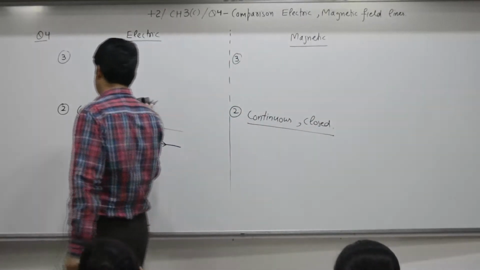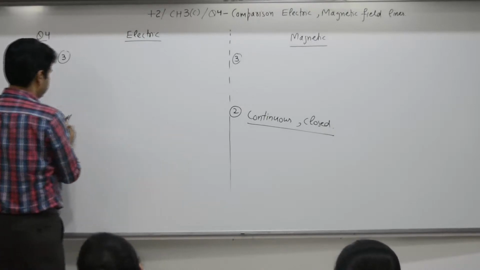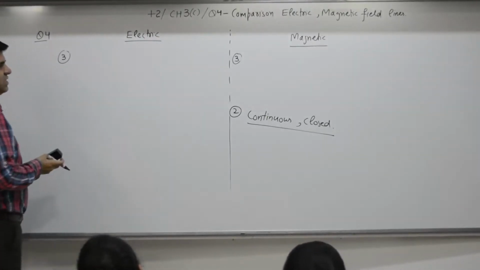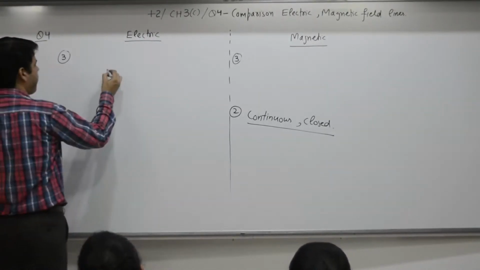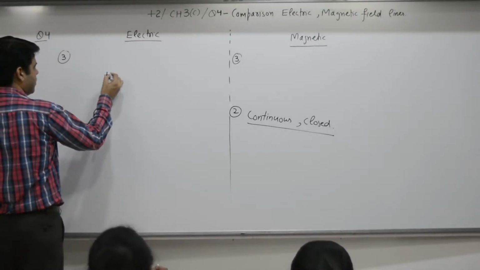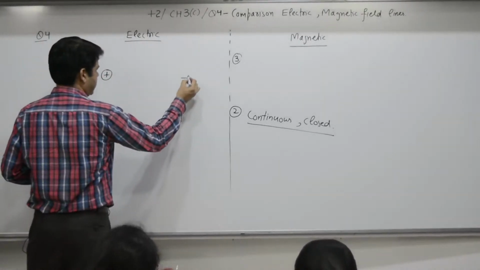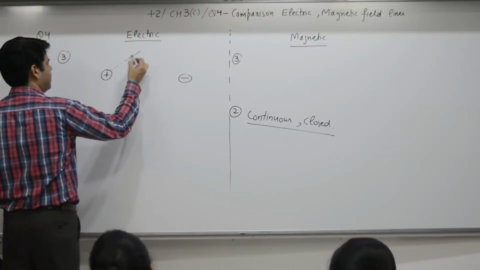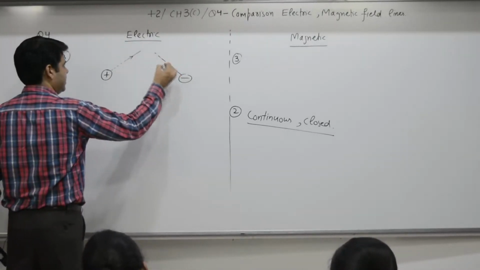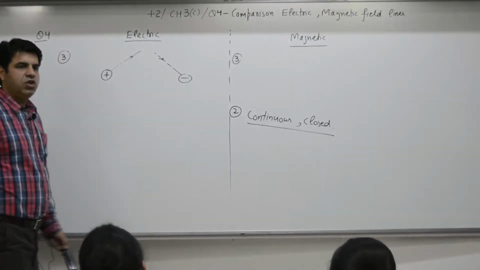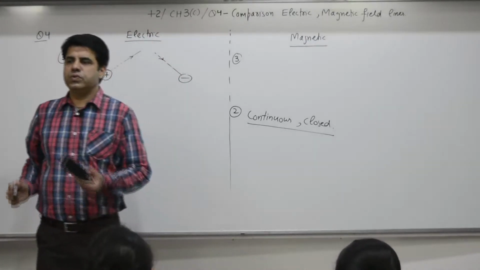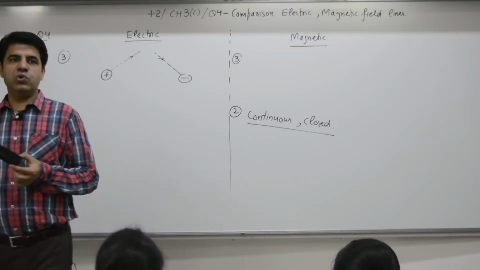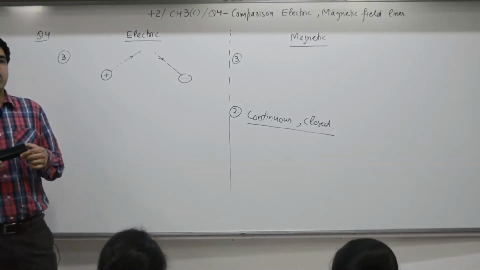Point number 3 is what? Correction is required in the notes. For electric charges, they contract longitudinally. What does it mean? Suppose there is a positive charge, there is a negative charge. Electric lines come from positive, enter negative. Does it mean the two will cut? No. No two electric lines can cross each other.